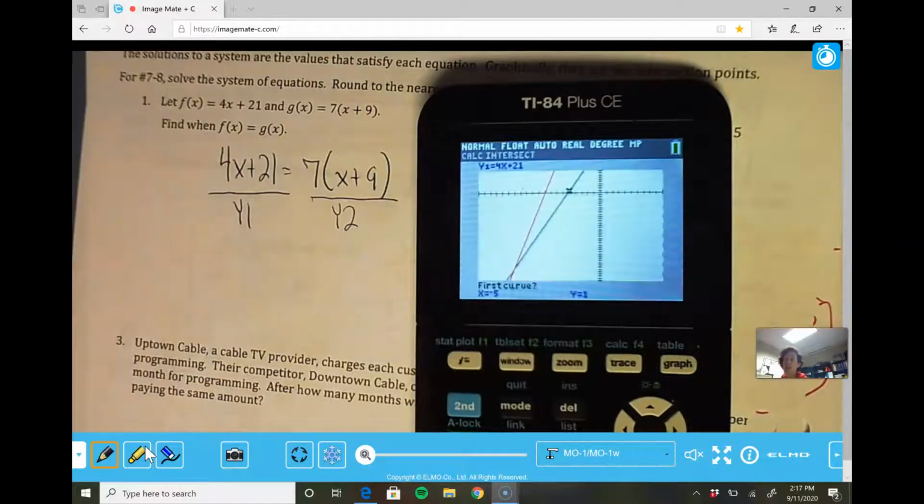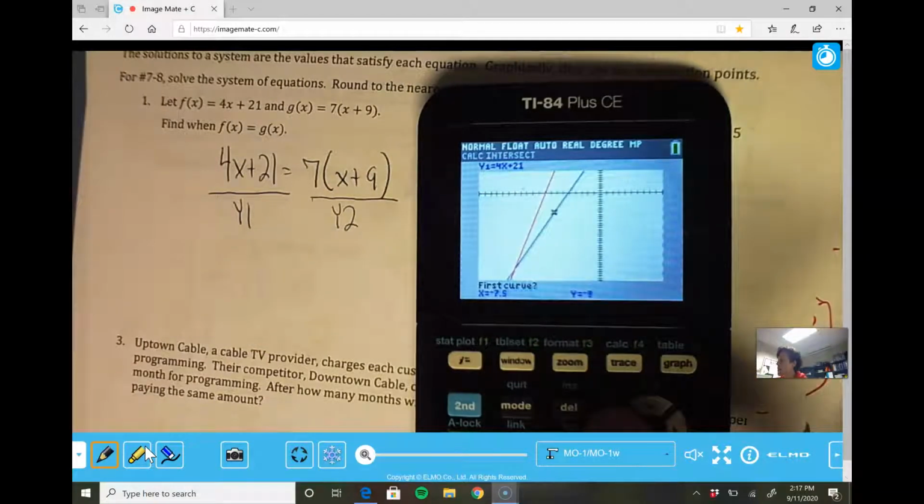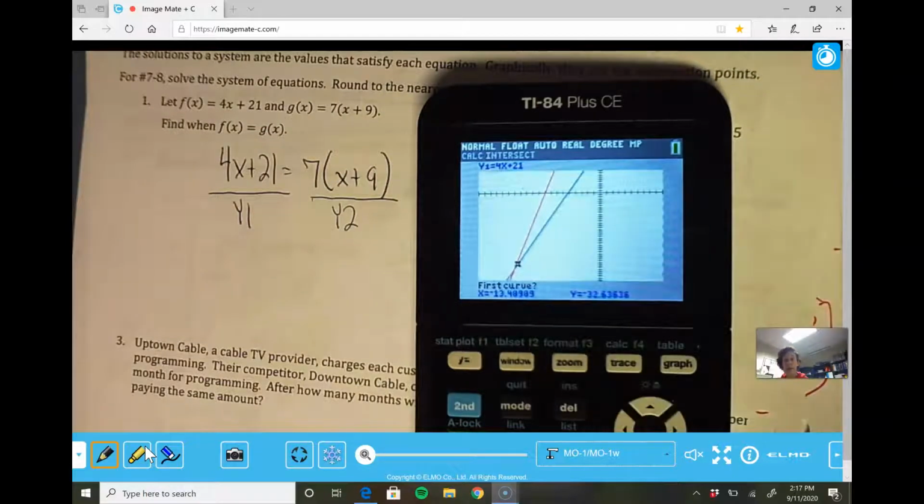Now, if you're using your phone, first you've got to get the graphing calculator, because for the phone, the directions are a little bit later or different. But what I want to do on the calculator is just move close to where I think it is, and then I just have to hit enter 3 times.